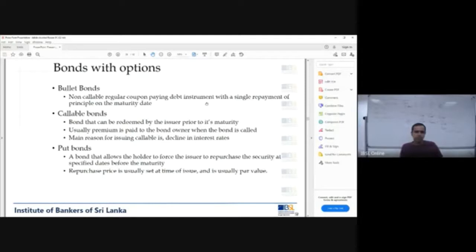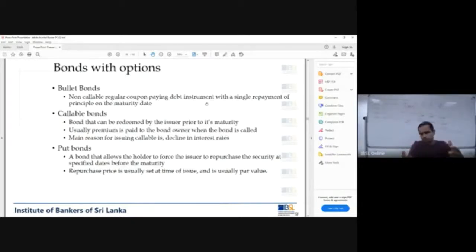Puttable bonds will benefit the lender, because if interest rates go up, he gets an opportunity to sell. It is a bond that allows the holder to force the issuer to repurchase the security at specified dates before the maturity date. It allows the holder, that means the investor, to force the issuer or the borrower to repurchase the security. Right? He will sell it if he feels interest rates are going up. He will sell it and reinvest at a higher rate.